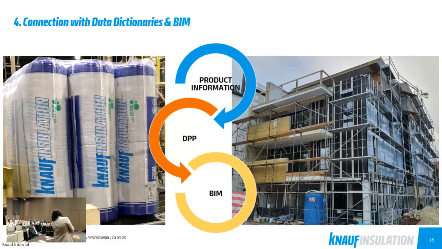Okay, so these are our products that we have. We have also the boards. How can we go from a product like this to the job site and not only deliver the product, but also deliver the data? I strongly believe that product information must come to the DPP and must come to BIM. Okay, it seems to be very easy, but this is something that we want to achieve.